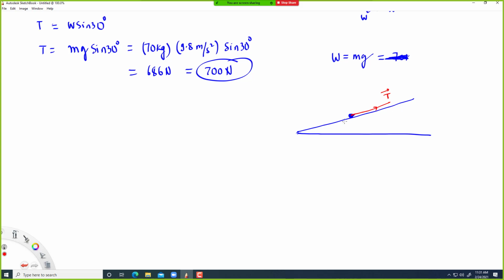And then it has weight, which is vertically down, always true. And when it's on the surface, it'll always have a normal force. And it says it's a frictionless surface, so we don't need to worry about friction.